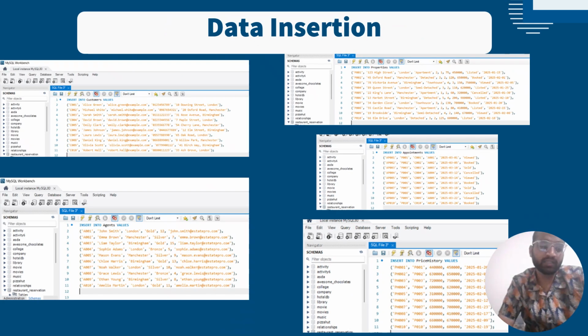Slide 12, data interaction, SQL query reports, explanation showing advanced SQL queries and reporting: appointments filtered by year, city, or type, properties listed for more than 30 days, total property value per customer, customer appointment history, average price by property type, triggers for status updates, and identifying top performing agents.